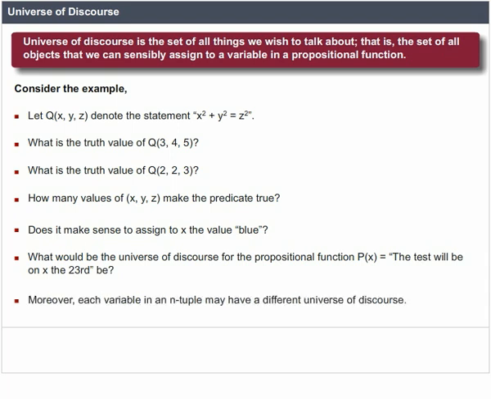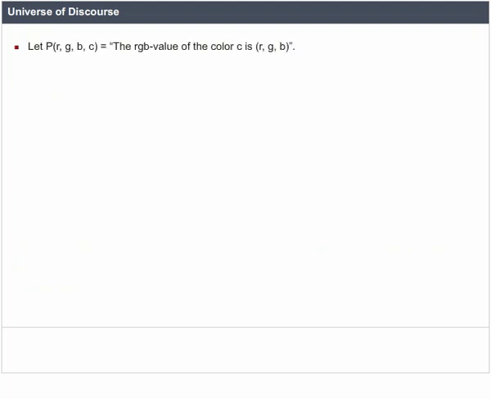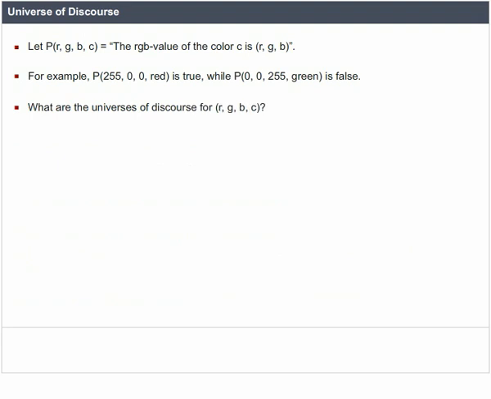Moreover, each variable in an n-tuple may have a different universe of discourse. Let P(r, g, b, c) equal the statement: the RGB value of the color c is (r, g, b). For example, P(255, 0, 0, red) is true, while P(0, 0, 255, green) is false. What are the universes of discourse for r, g, b, c?